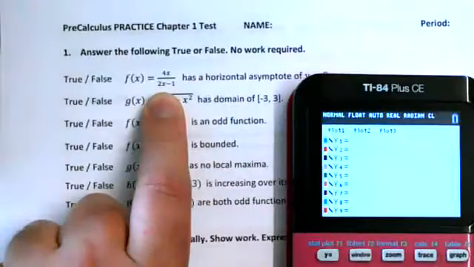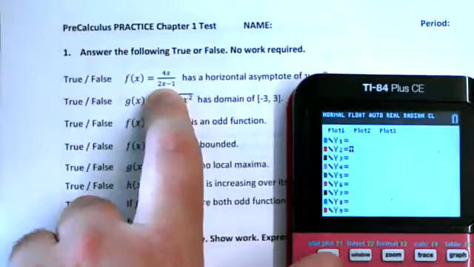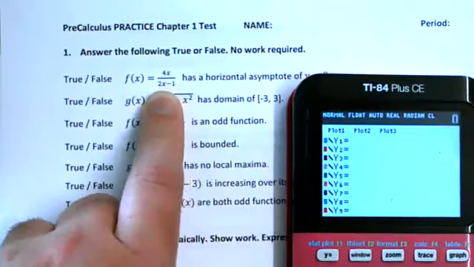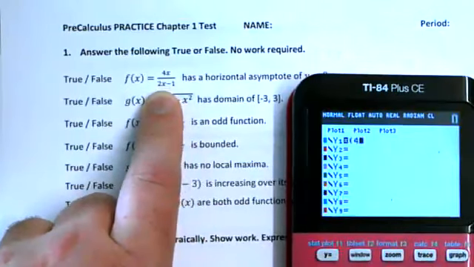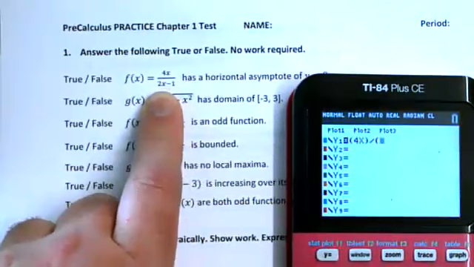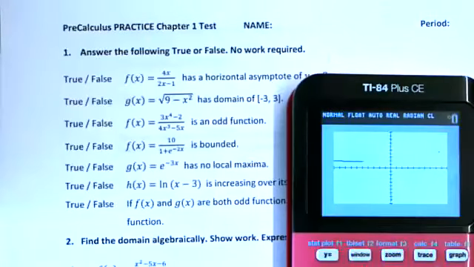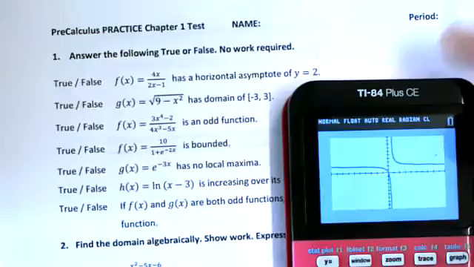I'm going to go ahead and get in my calculator here. Let me bump down my brightness so you can actually see it. And I'm going to put in this function: 4x over (2x minus 1). Those parentheses are important. We'll graph it with the standard zoom window, and it says that the asymptote is y equals 2. It looks like it is.